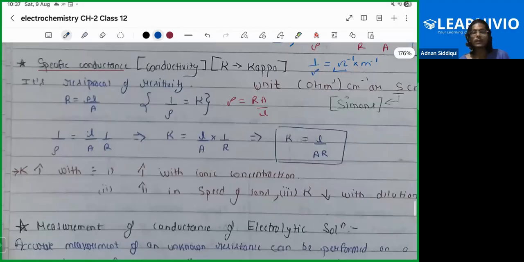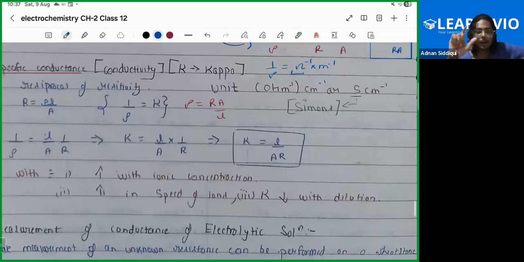So how is kappa affected? How is conductivity affected? So conductivity increases with increase in ionic concentration. If your ions are increasing, that means your conductivity is also going to increase. And your kappa, which is conductivity, increases with speed of ions. If your ions are moving with high speed, then they are carrying more conductivity.